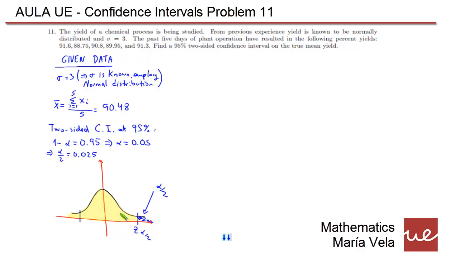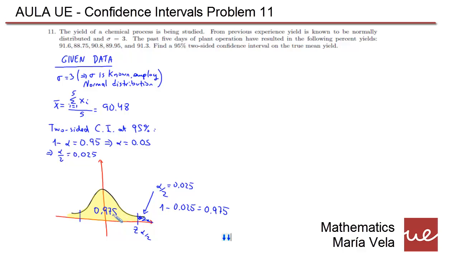Since in the normal distribution table we are just given the values from minus infinity up to the given value, we can easily compute the value that we need to look for in the table. In this case 1 minus 0.025, so equals 0.975. This is the value that we look for in the table.